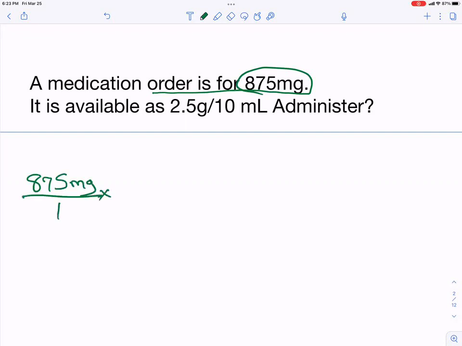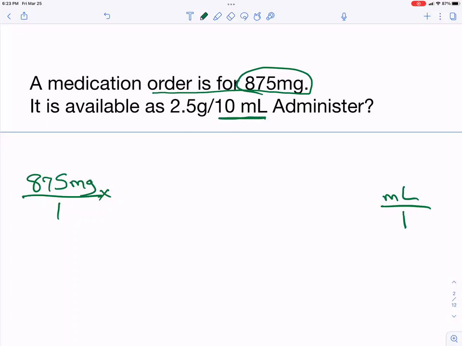The second step, what is my wanted quantity? Well, I'm looking at this and what's available is milliliters. That's what's available, that's what I'm using. All right, unless the question asks you something very specific, you're going to go with what's available, okay?